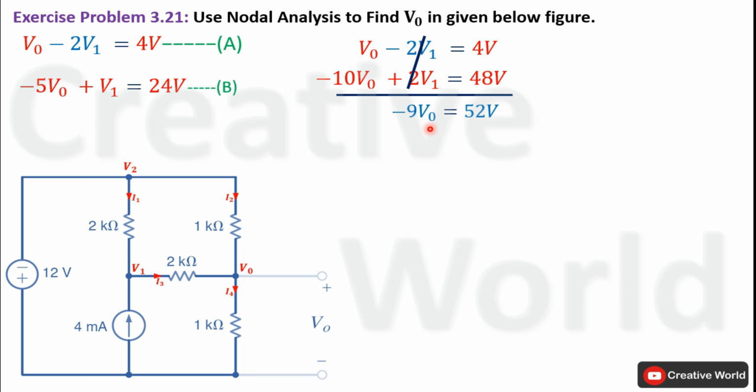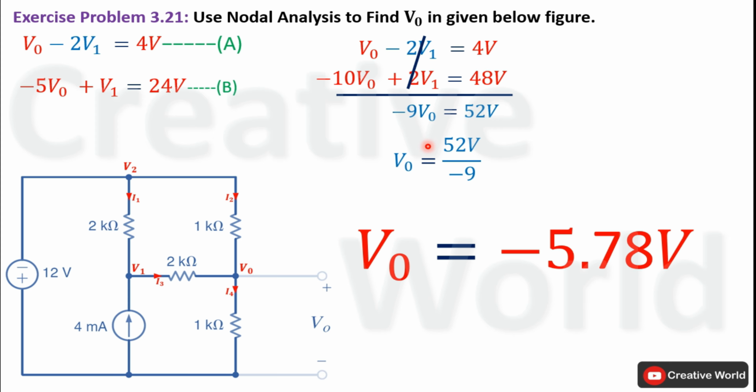Now divide on both sides with minus 9 to calculate the value of V0. That will become minus 5.78 volt. So the value of voltage across this 1 kilo ohm resistance in this network is 5.78 volt. This minus sign is indicating that the polarity of this voltage given in this scenario is wrong. Actual polarity of voltage across this 1 kilo ohm resistance is opposite to the given polarity.